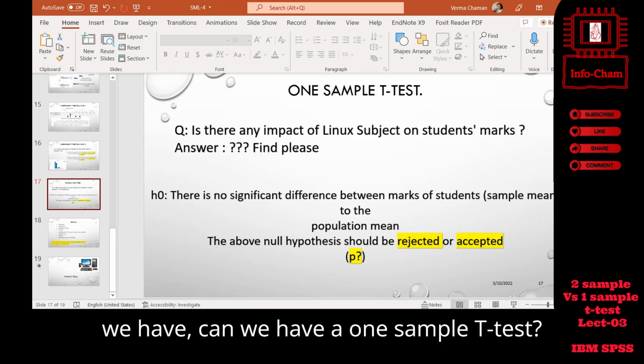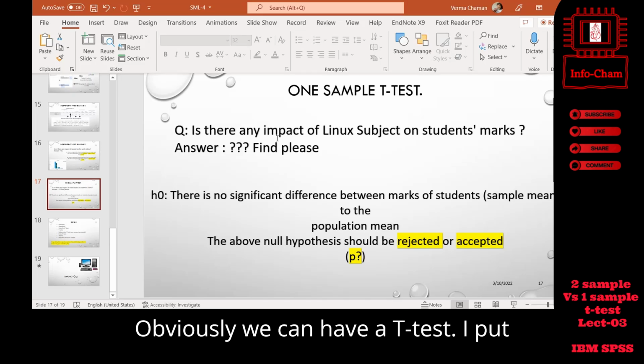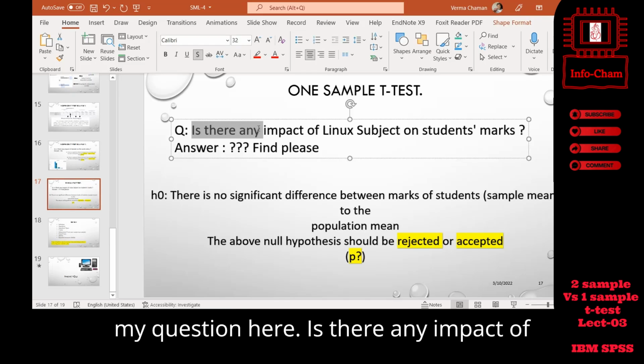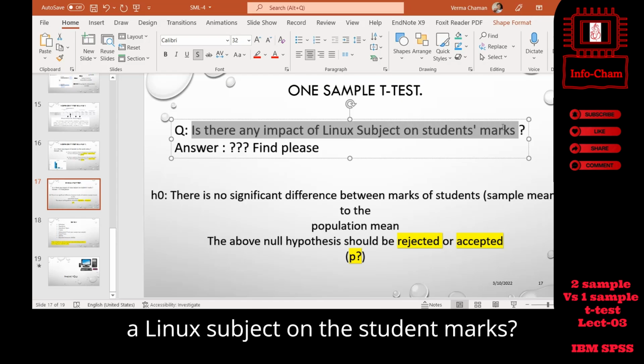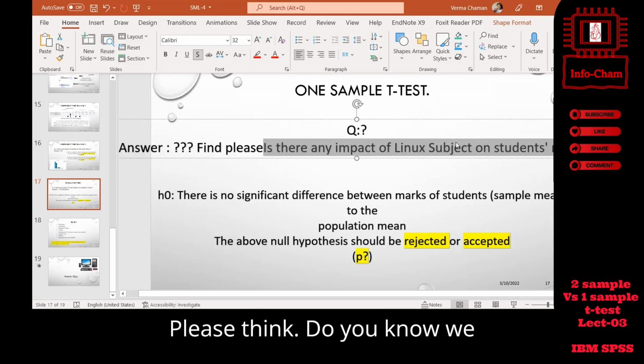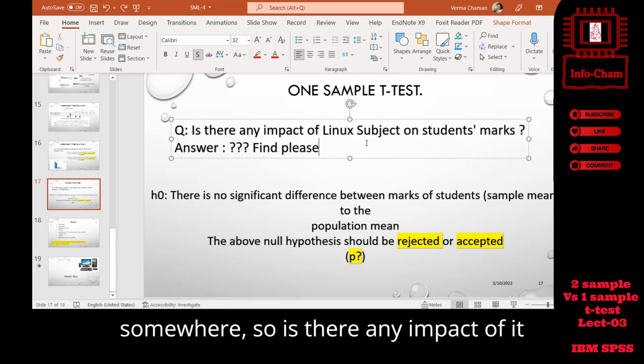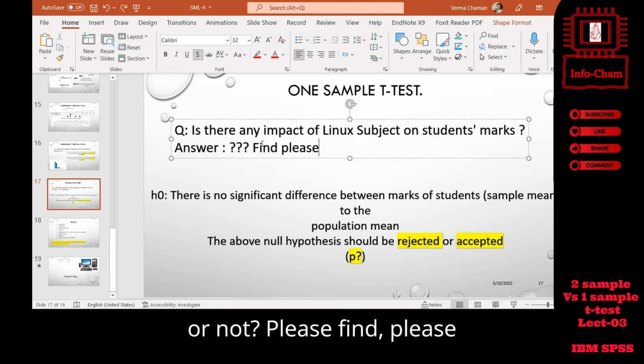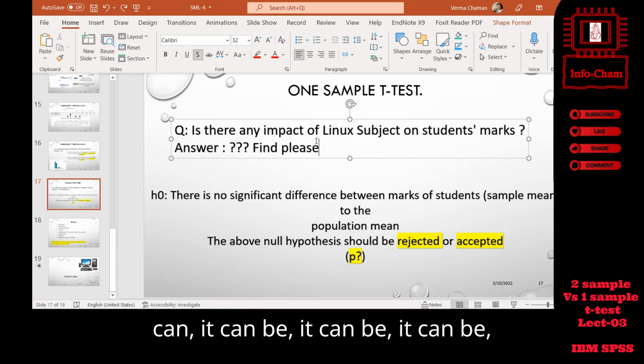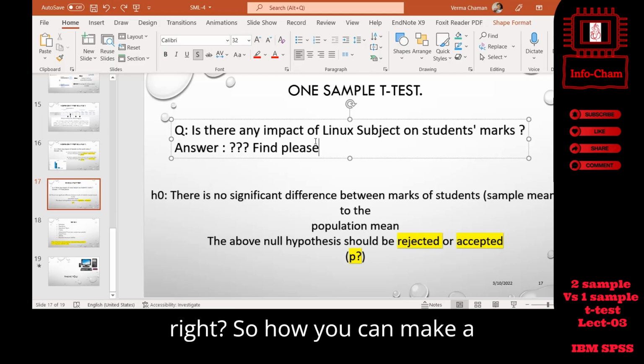Now, can we have a one sample t-test? Obviously we can have a t-test. I put my question here. Is there any impact of a Linux subject on the student marks? Please think. Do you know we have some computer system subject somewhere? So is there any impact of it or not? Please find. Right? It can be, right.